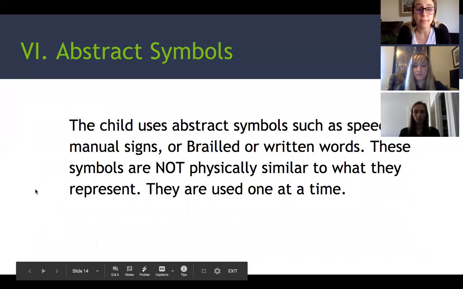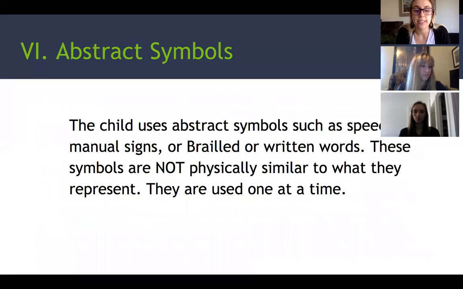The next one is abstract symbols. So the child uses abstract symbols such as speech, manual signs, or brailled or written words. When you think of abstract, I just like to think something that's not literal or physical. Physical being like a picture, that type of thing, where it kind of takes a next level of understanding.